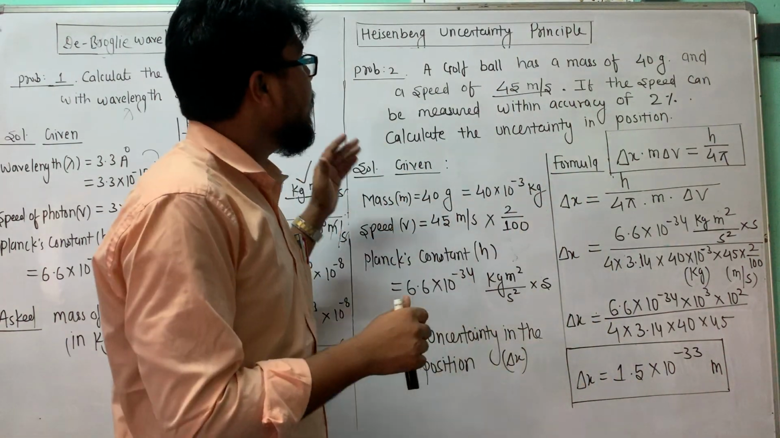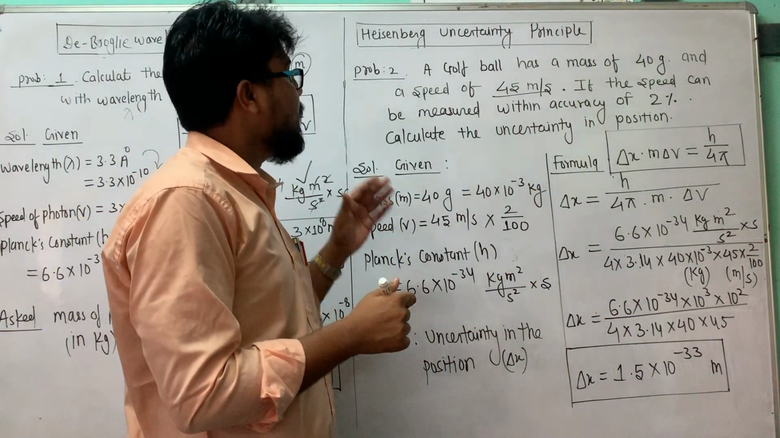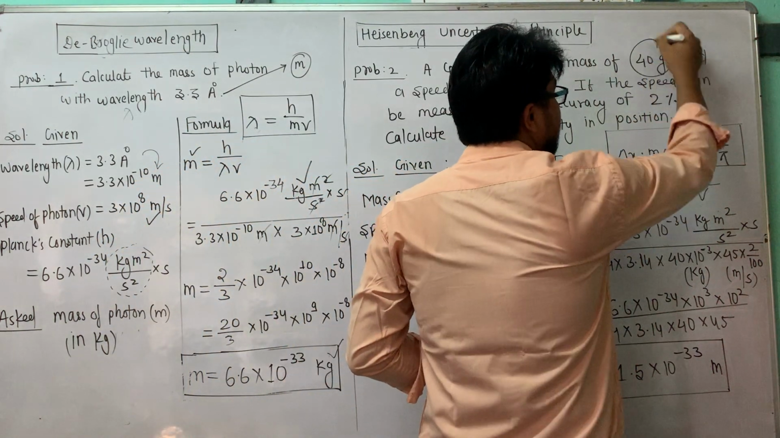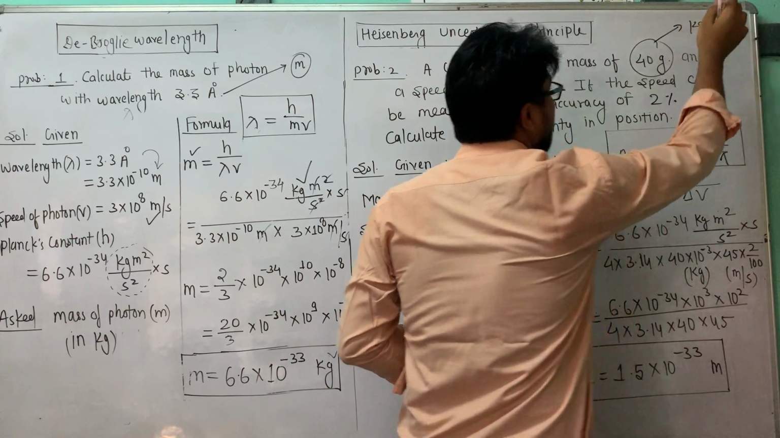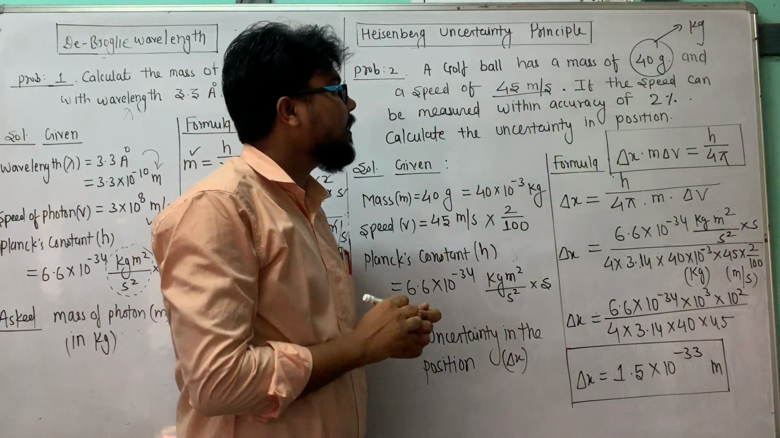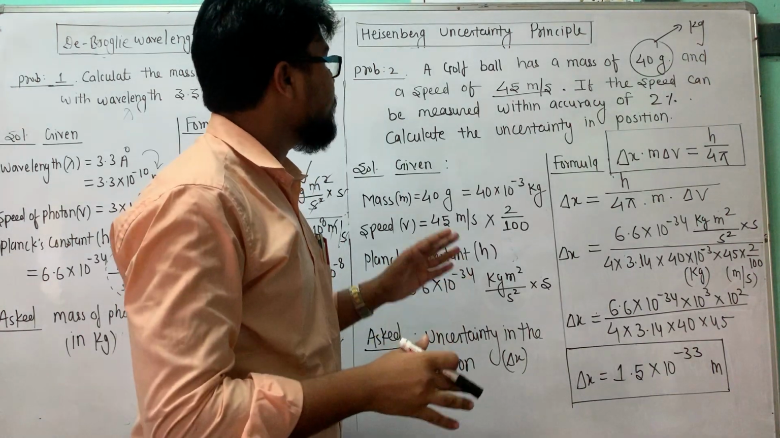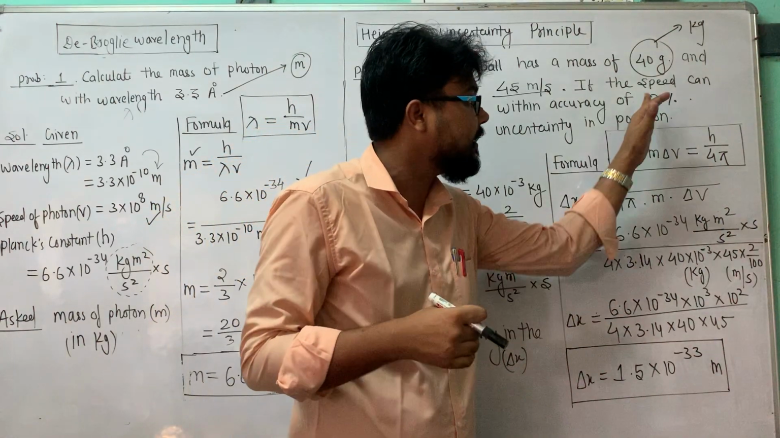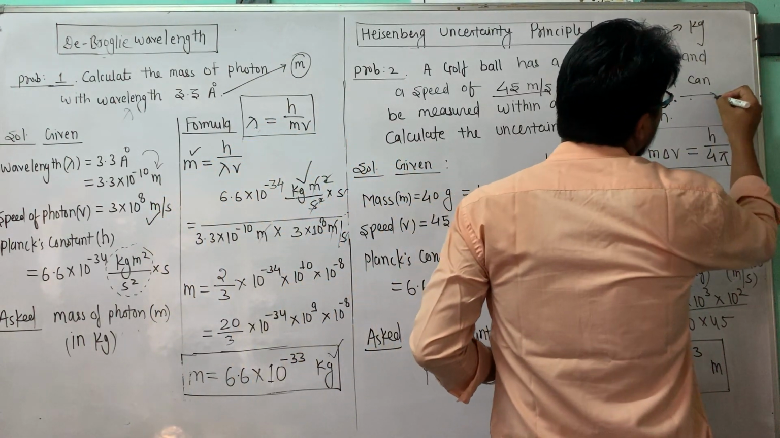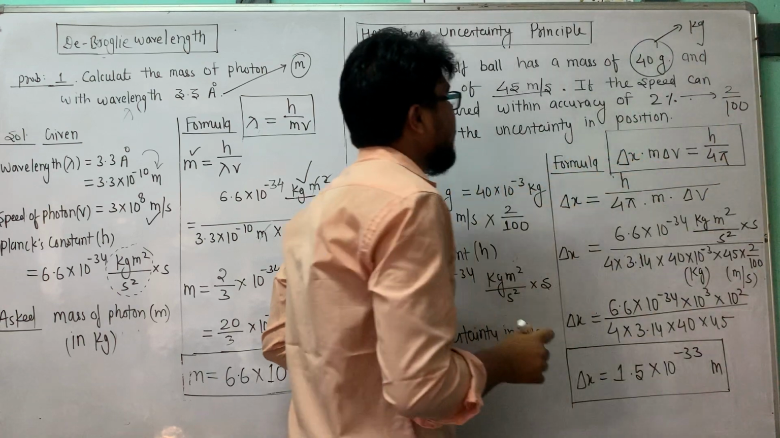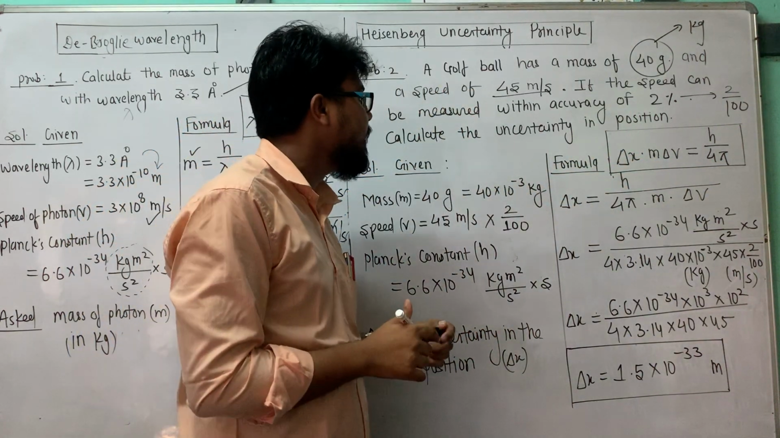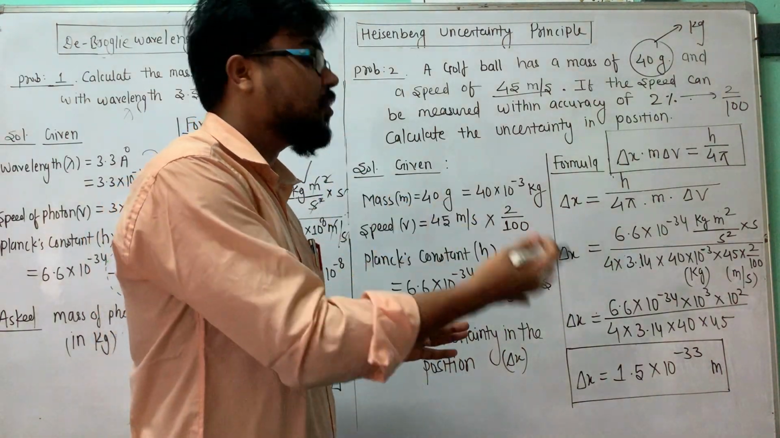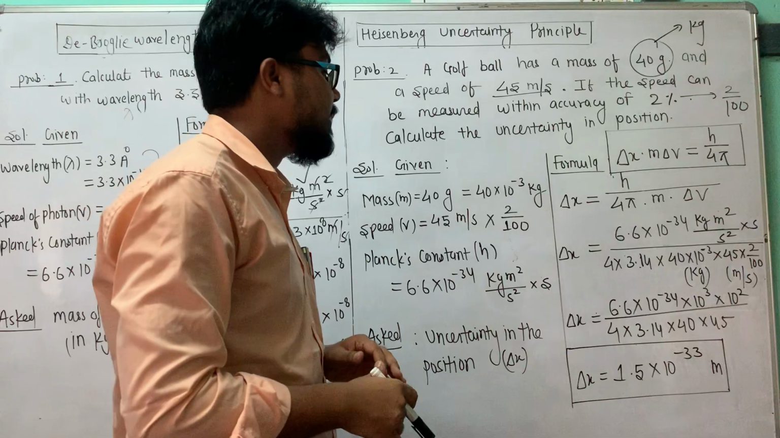See here, next question. Heisenberg Uncertainty Principle. A golf ball has a mass of 40 gram. Students, mass in gram, that means you have to convert this into kilogram, right? And speed is 45 meter per second. If the speed can be measured within accuracy 2%, meaning 2 by 100. 45 meter per second is the speed, and he is asking about the uncertainty in position, correct? In the Heisenberg Uncertainty Principle.